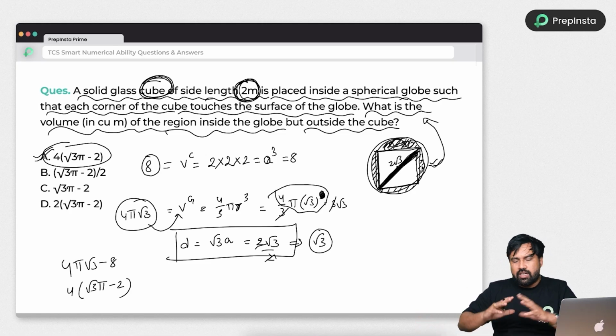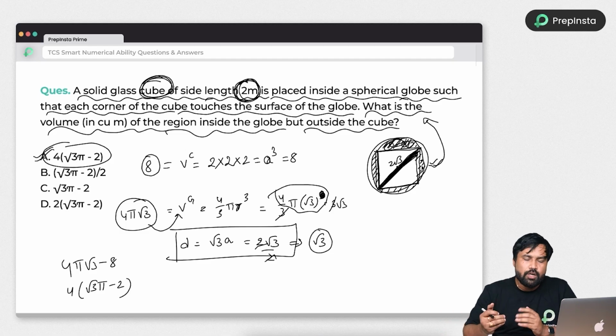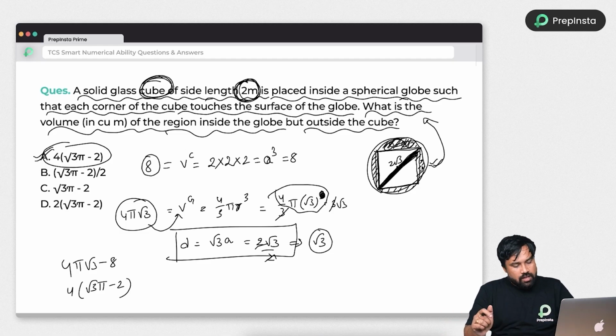Here I can't draw 3 dimensional. That's why I have explained it. Simple 2 dimensional oriented. That's it, guys.